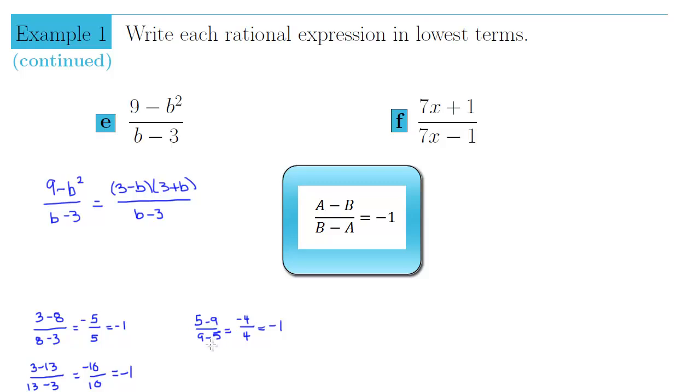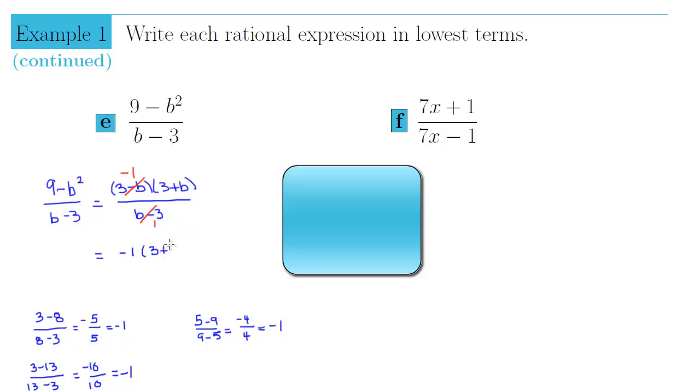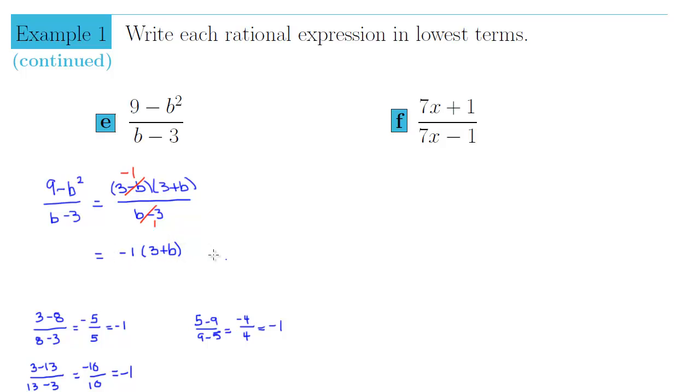So that tells us that we can apply that rule here in this problem. 3 minus b divided by b minus 3, we can cancel them, and the result is actually negative 1. 3 plus b stays, and so when we simplify this down, the answer is negative 1 times 3 plus b. We don't have to write the denominator because it's just 1. We could leave our answer like this, or we could rewrite it by multiplying in the negative 1: negative 3 minus b.